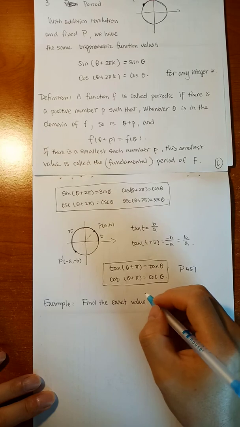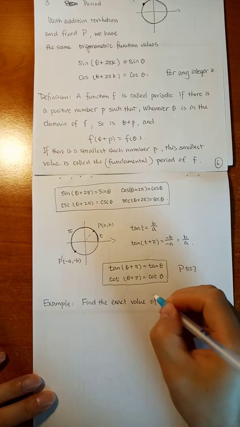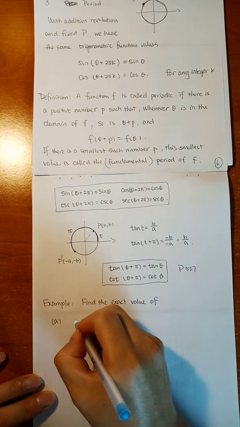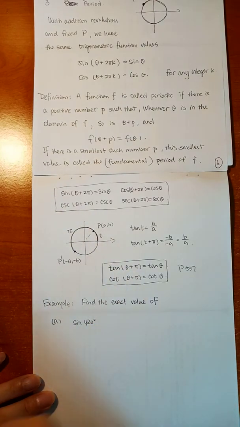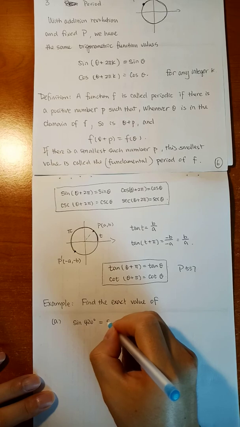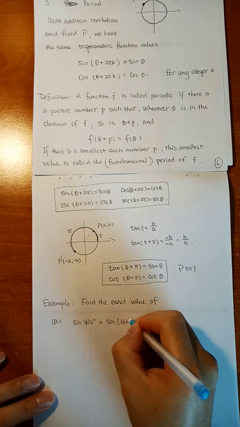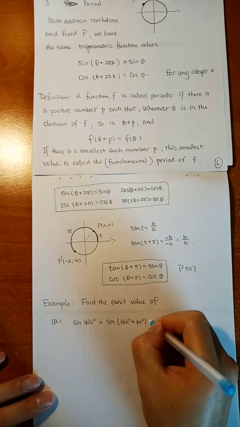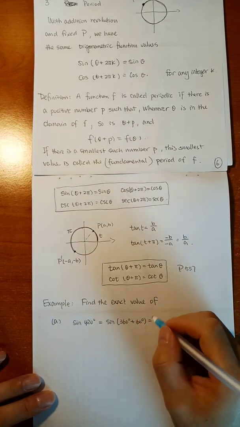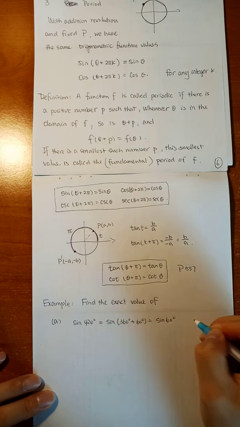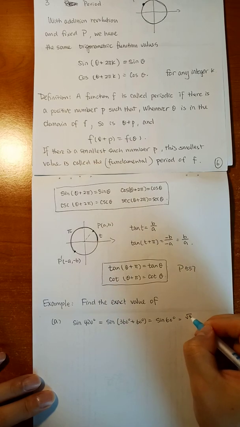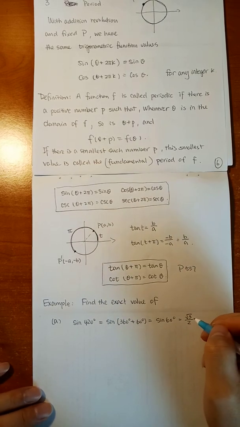Find the exact value of each one. For example, sine 420 degrees. Sine 420 is sine of 360 degrees plus 60 degrees. 360 is 2 pi. It's one revolution, so it's a period. So it's sine 60. Sine 60 is square root of 3 over 2.